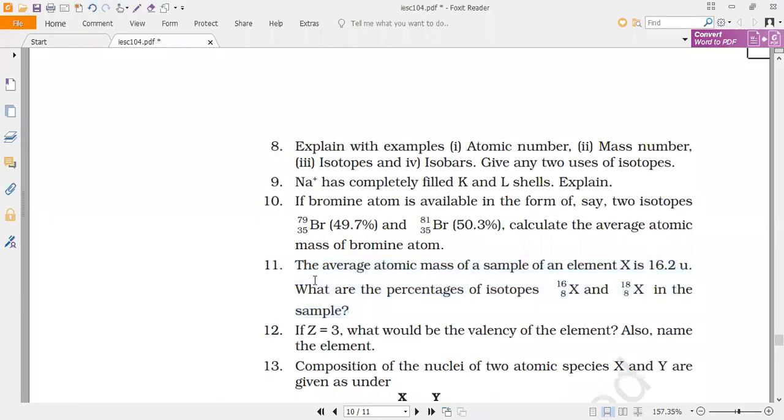So here you can see in this question, the average atomic mass of a sample of an element X. They are not saying what that X is; of course, we can find it, but we don't need to. The average atomic mass is 16.2 U. Next, what are the percentages of isotopes X 18, 16, 8, 16, and 8, 18 in the sample? So this is the question they are giving.